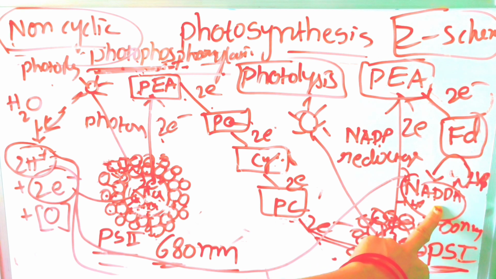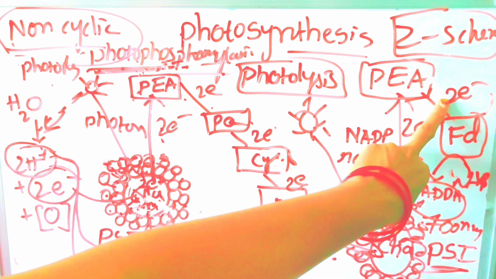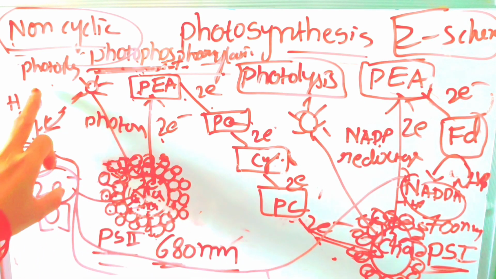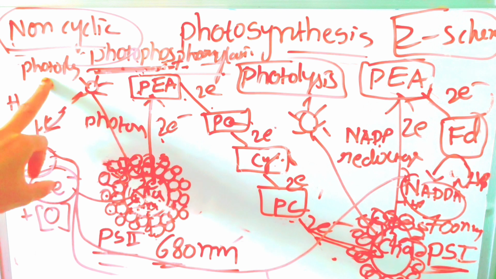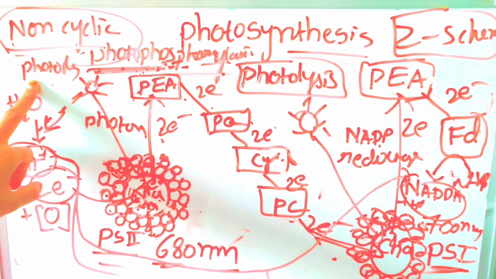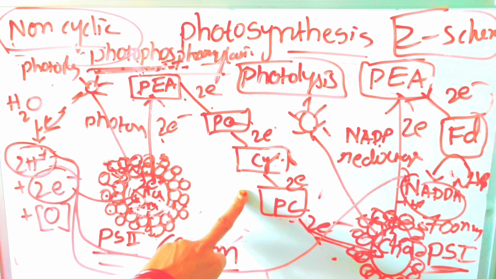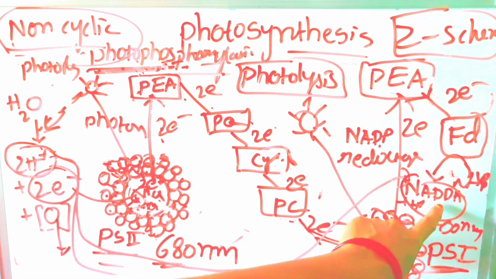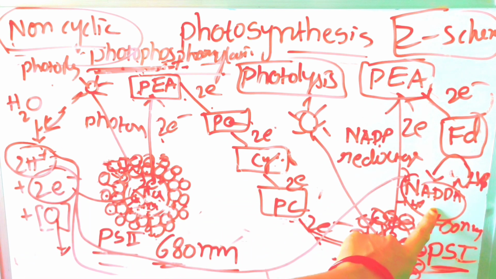What are the main important requirements? A pair of electrons and a pair of protons. The pair of protons is released by the photolysis complex. So photolysis is very important for this non-cyclic photophosphorylation reaction. The nascent oxygen is a byproduct in the reaction. Oxygen is a byproduct, and proton is a donor for the synthesis of the reducing power. What is the reducing power? NADPH is the reducing power.